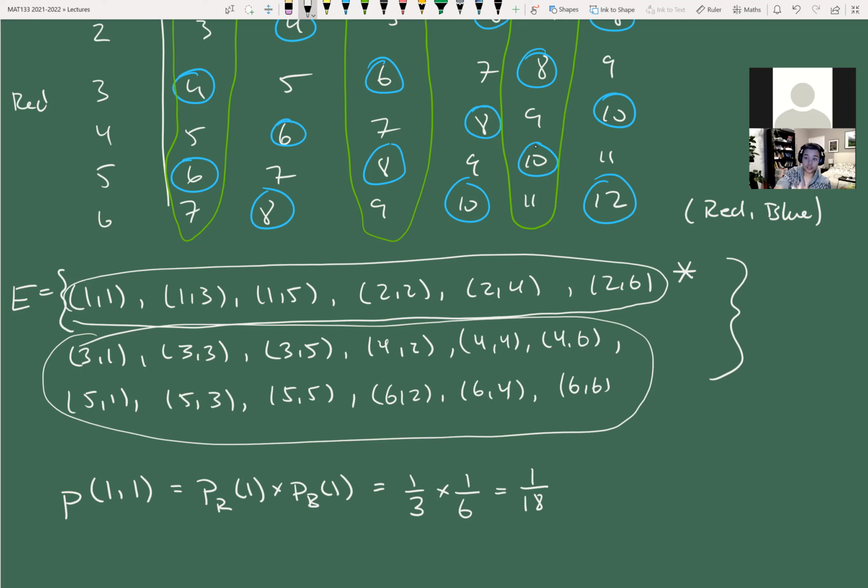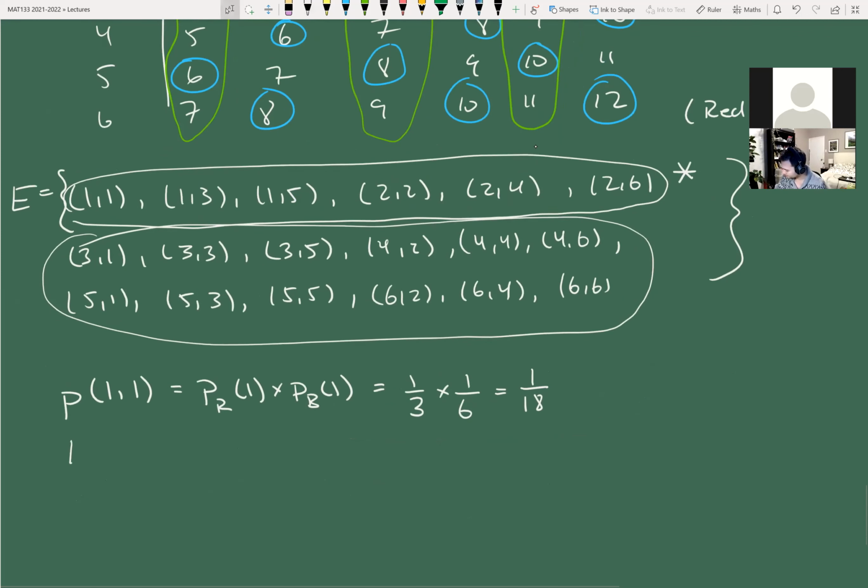And everything in the star group is the same calculation, right? Because the red die is either 1 or 2, and those numbers both have the same probability. And who cares about the blue die? Those are always all the same, right? So everything in the star group has a probability of 1/18.